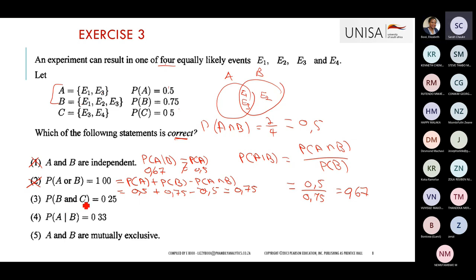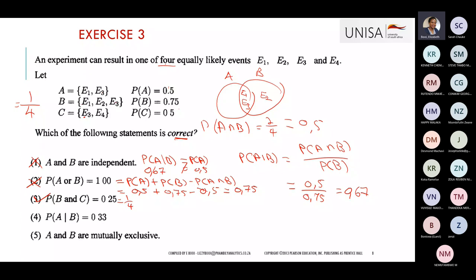The probability of A and B is equal to 0.25. B and C. So we now move to B and C. Let's not use the Venn diagram. How many values are in B and are also in C? There's only one, right? So one divided by 4 is 0.25, which is the value that they are looking for.